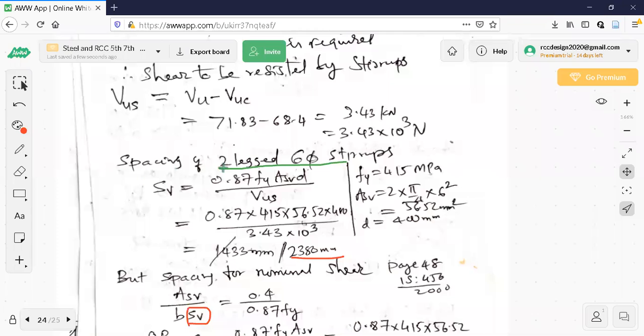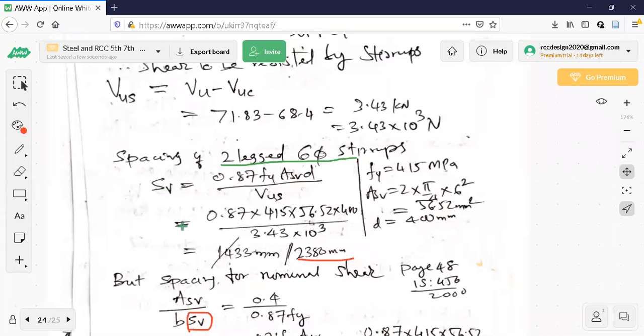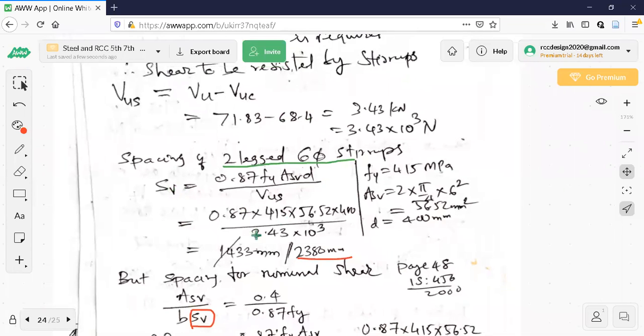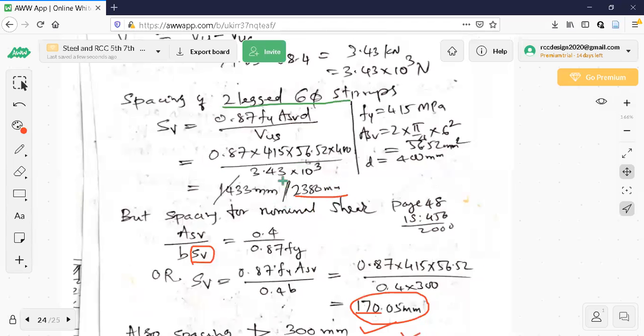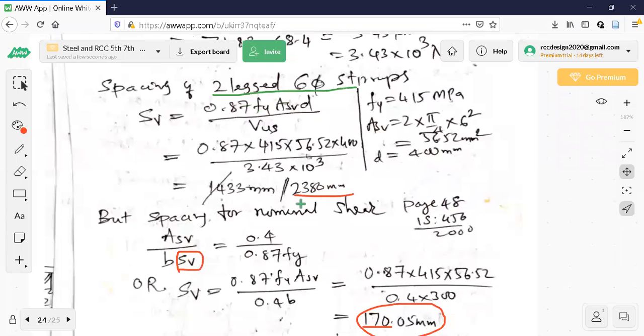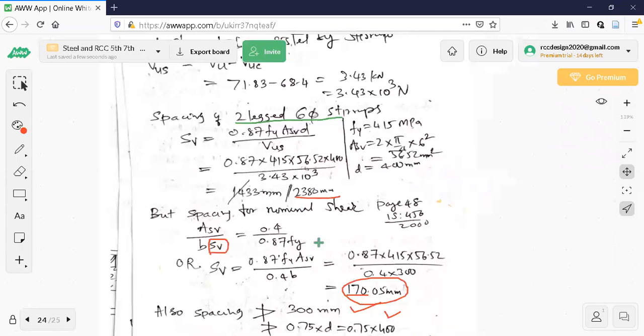I think this formula you already know it. If you open page 73, the only change is VUS is here, SV is below. I have just interchanged VUS and SV. That's all. Remaining all the same. So VUS is the difference of these two, 3.43. But it is giving a very big spacing actually, which is impractical. So I'm getting an impractical value.